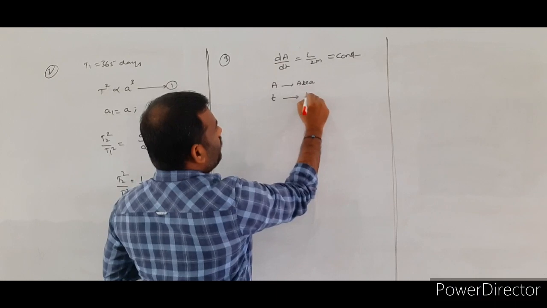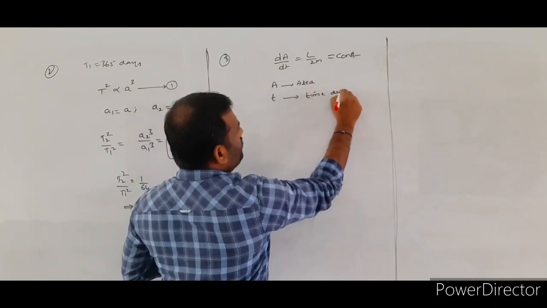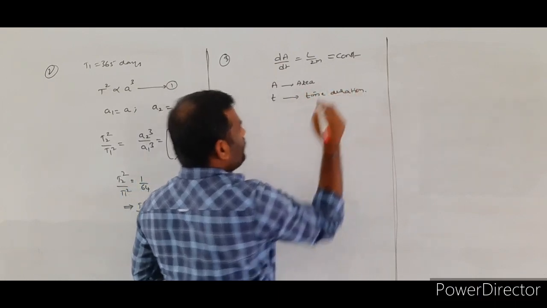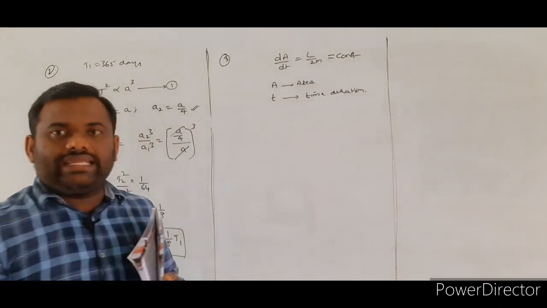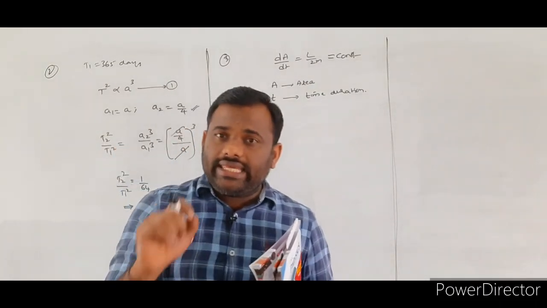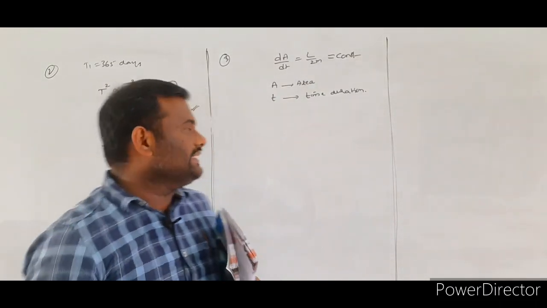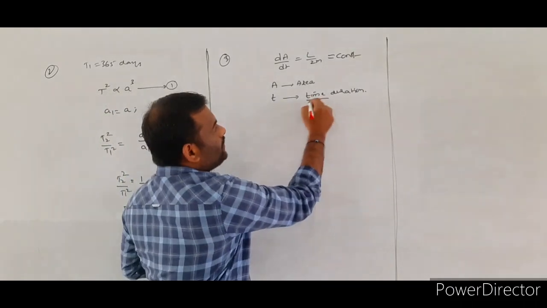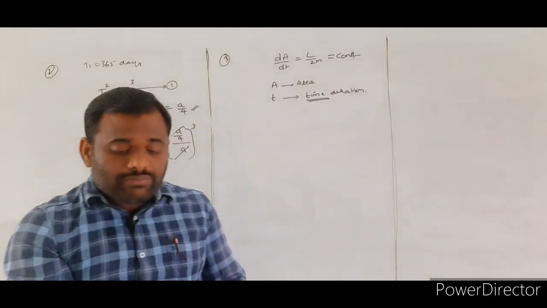Here, A represents the area swept by the radius vector, and t indicates the time duration. So, in that formula dA by dt, A indicates the area swept by the radius vector, and t indicates the time duration. Now, coming to the given problem.